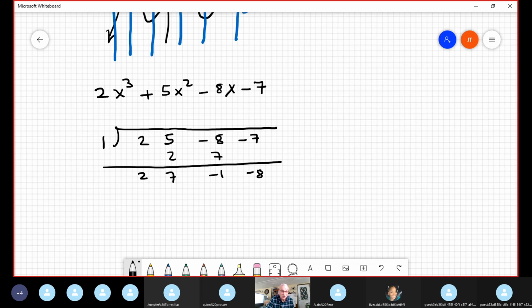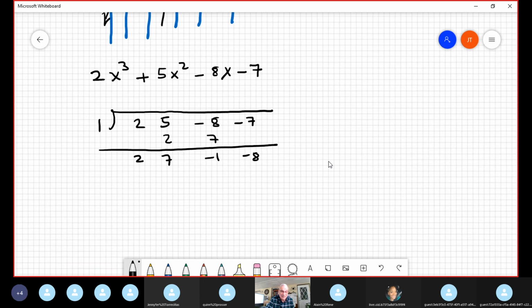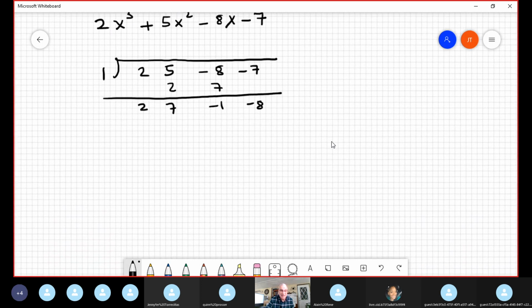So now you see in the last row you see positive and negative numbers. That means that this is not the upper bound.